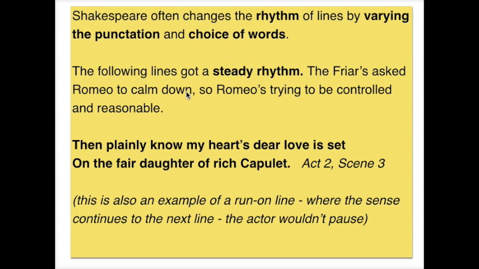The following lines have got a steady rhythm, so this is Romeo trying to be calm and reasonable even though he's just met Juliet and his heart is racing. The friar asks him to calm down, so he delivers this line of "Then plainly know my heart's dear love is set on the fair daughter of rich Capulet." Again, it has finality here. He is definitely in love. Set and Capulet, it's rhyming.